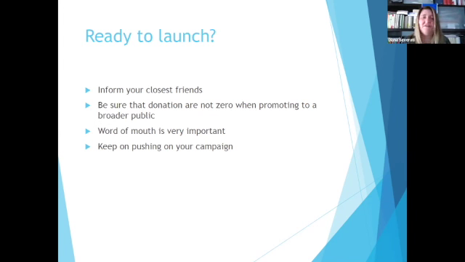Then word of mouth is very important, especially for small campaigns, because for small campaigns you can't have a big budget for communication and advertising. Advertising could work for big campaigns. And keep on pushing your campaign, because posting once doesn't work. You have to insist, but on your target, not just spamming. Spamming is just noise. It doesn't work, and it harms your campaign.